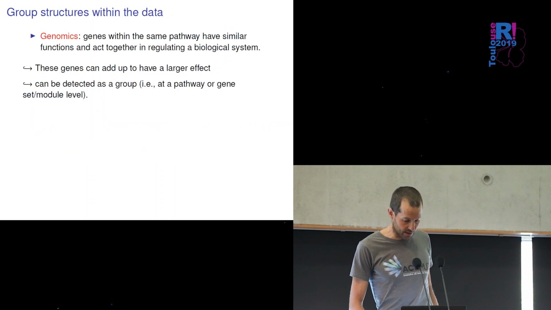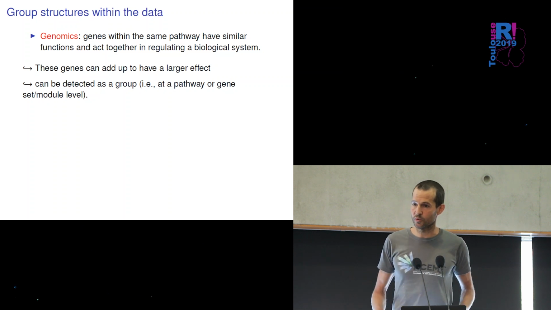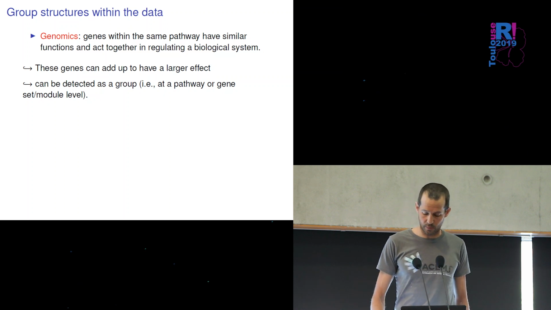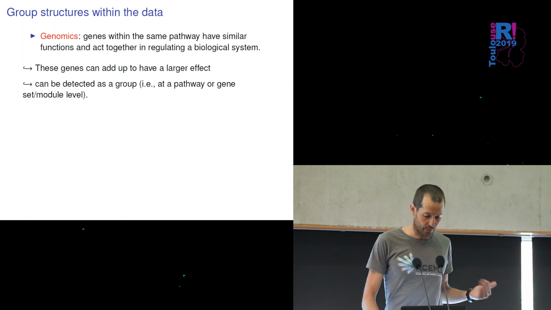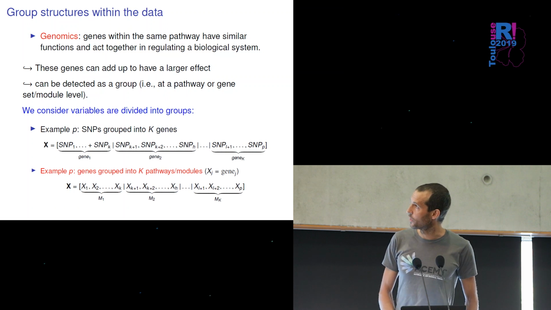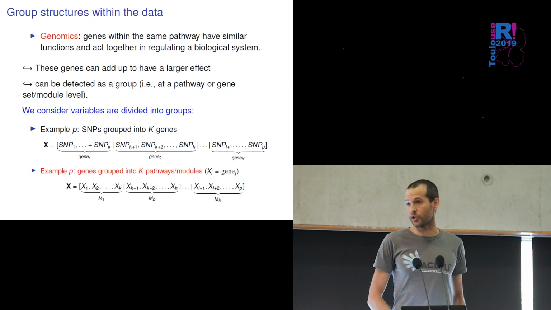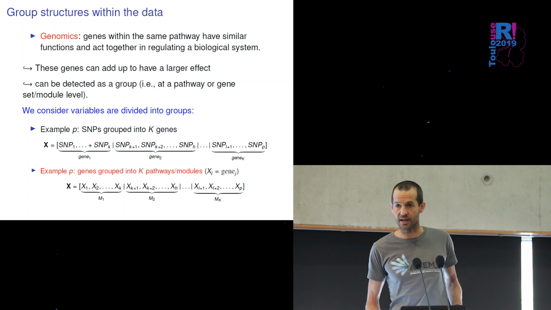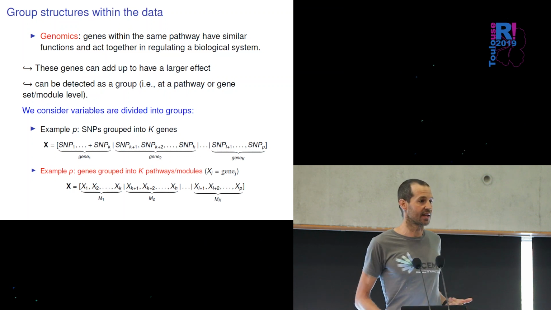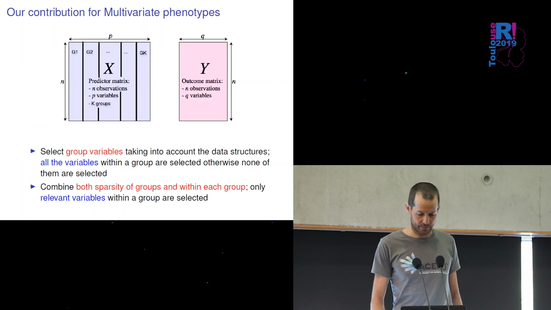So in this context, I'll give you an example. In genomics, you have some genes which can belong to some pathway because they might act together to regulate the biological system. So we want, for example, to detect the pathway more than the individual genes. You have some SNP data, and the SNPs are grouped into genes. But you can also get some gene expression data, and the genes are grouped into pathways. So we have this structure in the data, and we include this group structure in our algorithm.